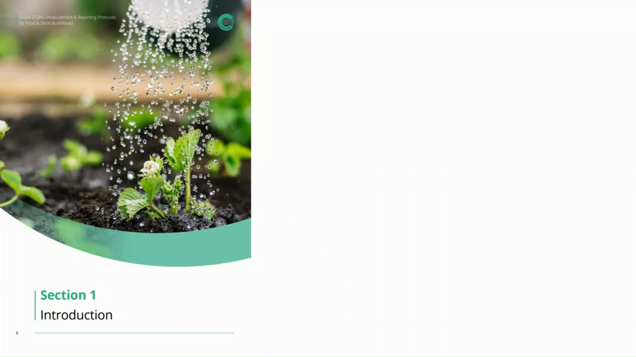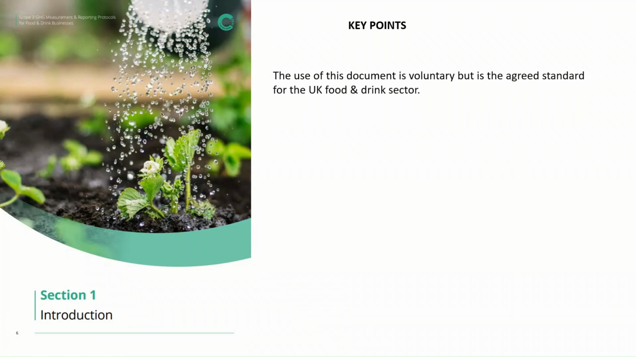Let's talk about why this guidance is so important, what is the purpose of this guidance, and why a company or a food and drink sector should adopt this guidance for calculating GHG emissions for Scope 3. There are a few key points that I would like to take you through. The first key point is that the use of this document is voluntary. It is not a mandatory guidance that everyone has to follow, but a kind of voluntary guidance or document.